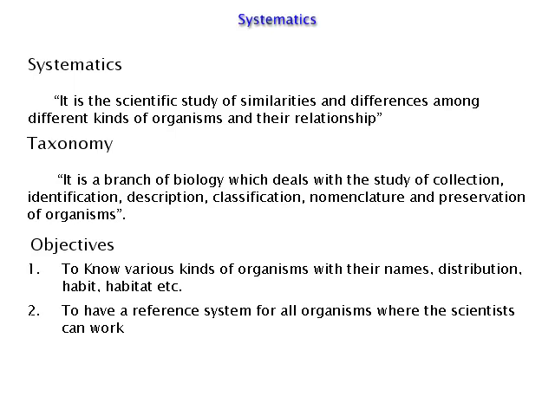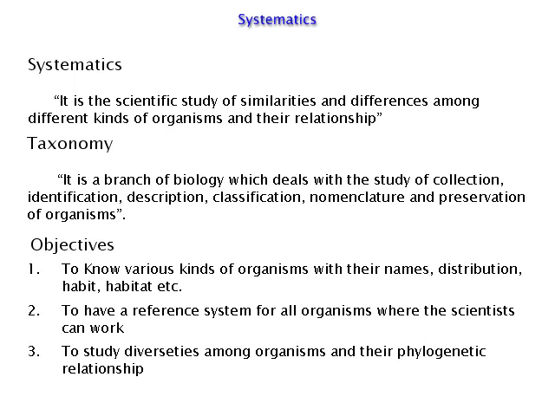Objectives. To know the various kinds of organisms with their names, distribution, habit, habitat, etc. To have a reference system for all organisms where the scientists can work. To study diversities among organisms and their phylogenetic relationship. To ascertain a scientific name for every organism.